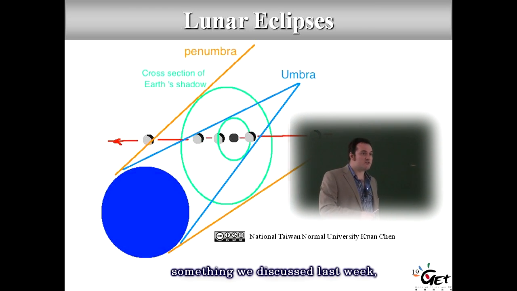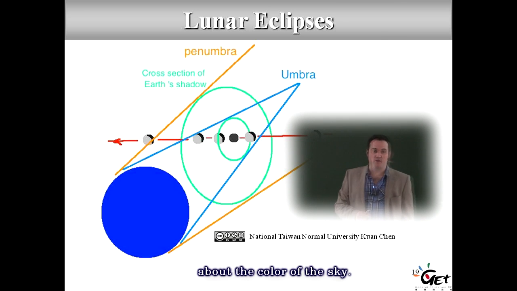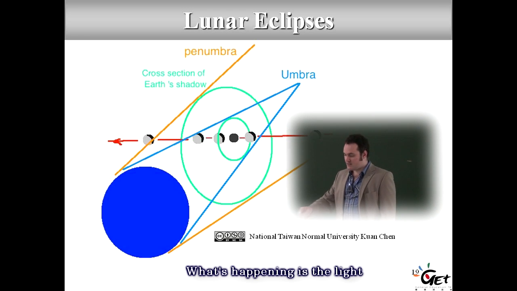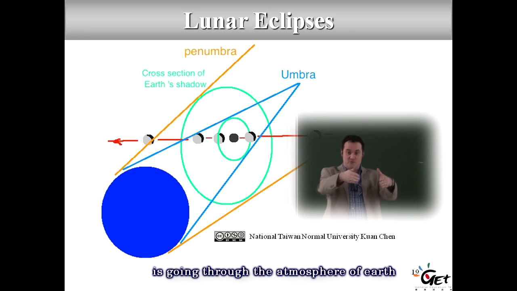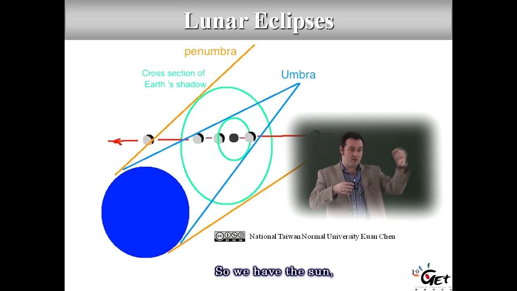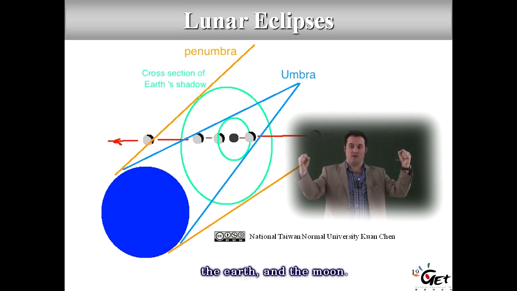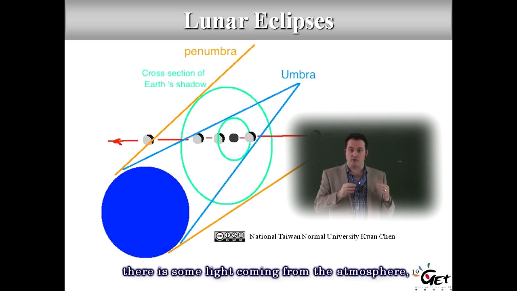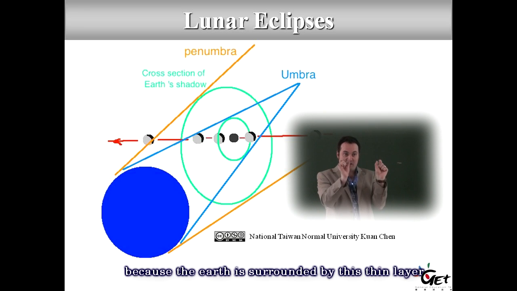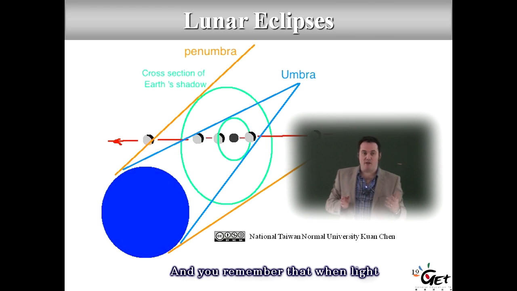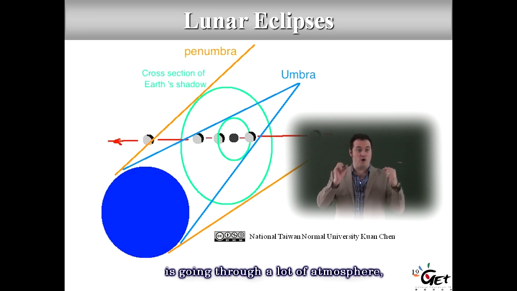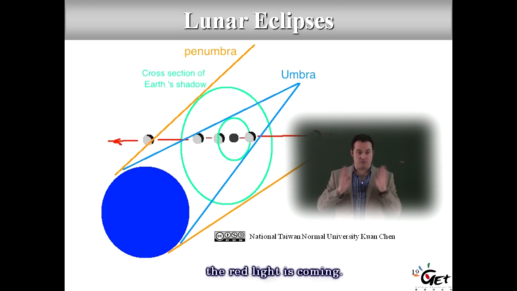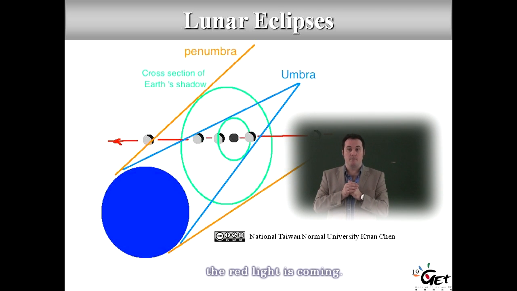This is related to something we discussed last week about the color of the sky. What's happening is that the light is going through the atmosphere of the Earth. So you have the sun, the Earth, and the moon. And there is some light coming from the atmosphere of the Earth, because the Earth is surrounded by this thin layer of atmosphere. And remember that when light is going through a lot of atmosphere, it gets very red. The blue is scattered, but the red light is coming.